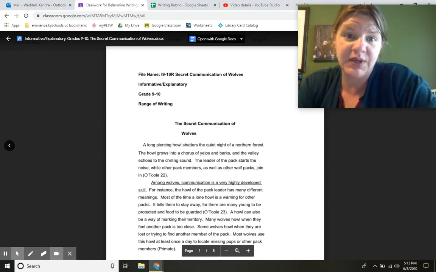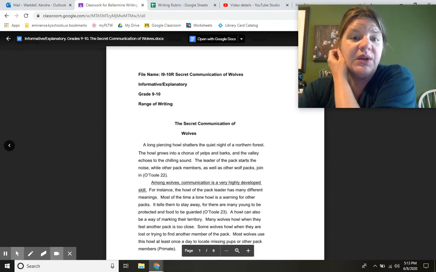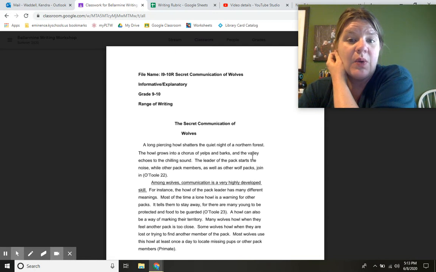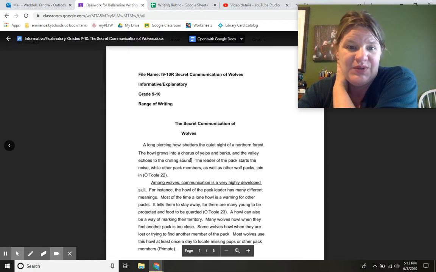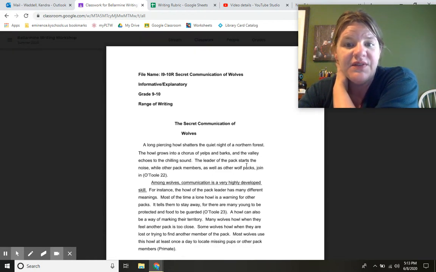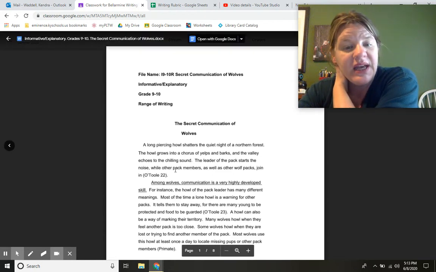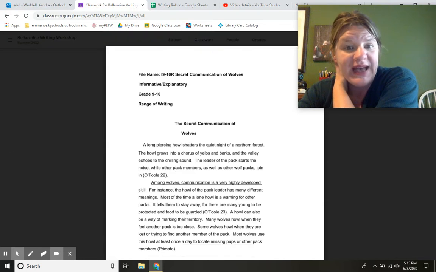The secret communication of wolves. A long piercing howl shatters the quiet night in the northern forest. The howl grows into a chorus of yelps and barks, and the valley echoes to the chilling sound. The leader of the pack starts the noise, while the other pack members, as well as other wolf packs, join in. Notice that we've got some MLA citation here. This is referencing O'Toole, page 22.